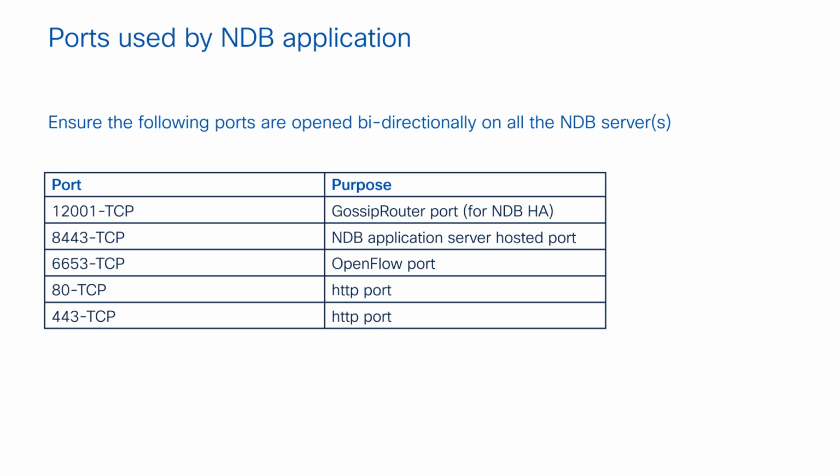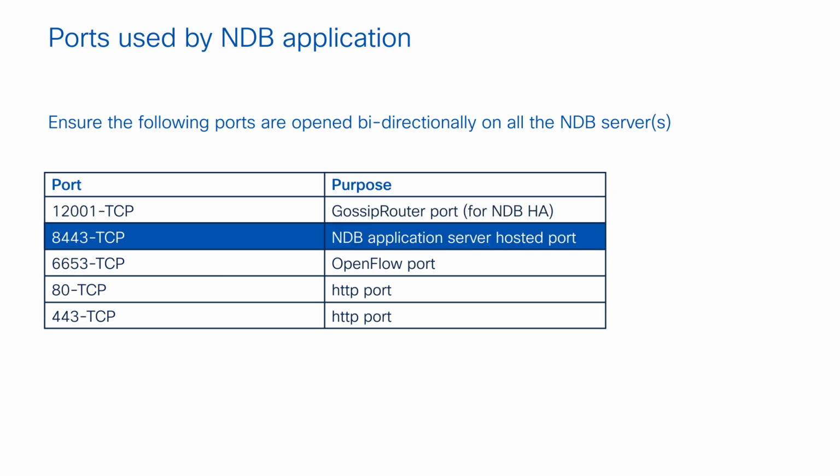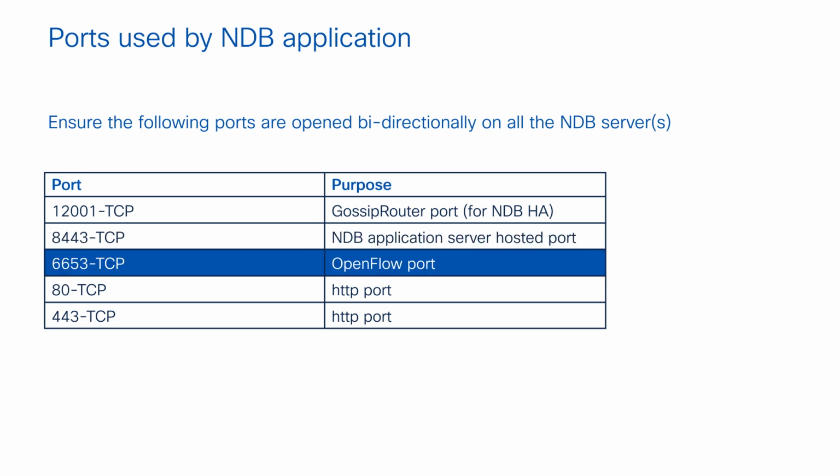And when it comes to the type of TCP and UDP ports that are used by the NDB application, these are some of the ports that are recommended to open bidirectionally on the firewall for the smooth running of the NDB application. 12001 is the gossip router port, which is a TCP port. This is very crucial for running the NDB application, especially in HA mode. Likewise, 8443 is where the NDB application web server runs. This is a very important port to access the web page. And 6653, the TCP port, is an OpenFlow port, which is used by the controller to manage the switches in OpenFlow mode.